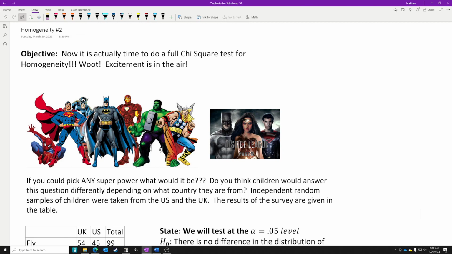If you could pick any superpower, what would it be? Careful, don't look at this picture too carefully. It's pretty good, isn't it? What team are you on? All right. Do you think children would answer this question differently depending on what country they are from? Independent random samples of children were taken from the UK and the US. The results of the survey are given in the table.